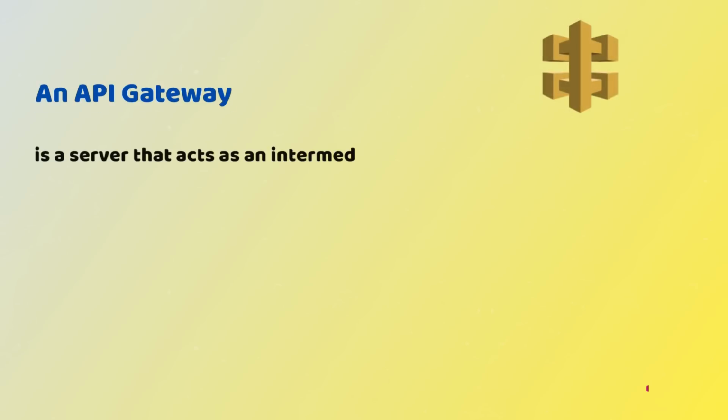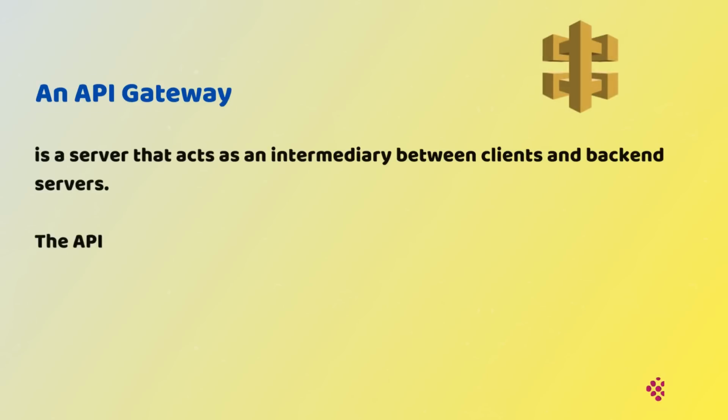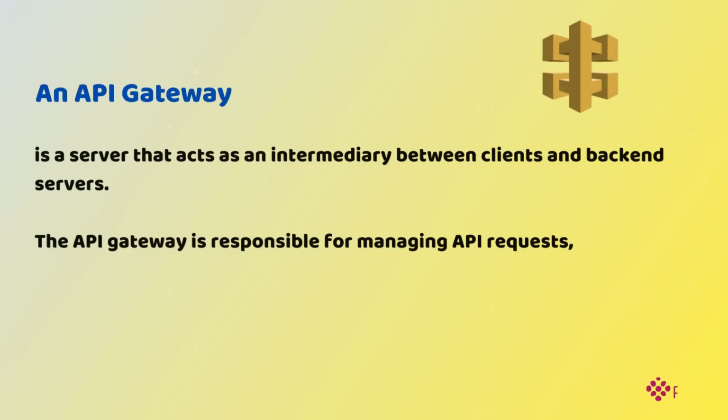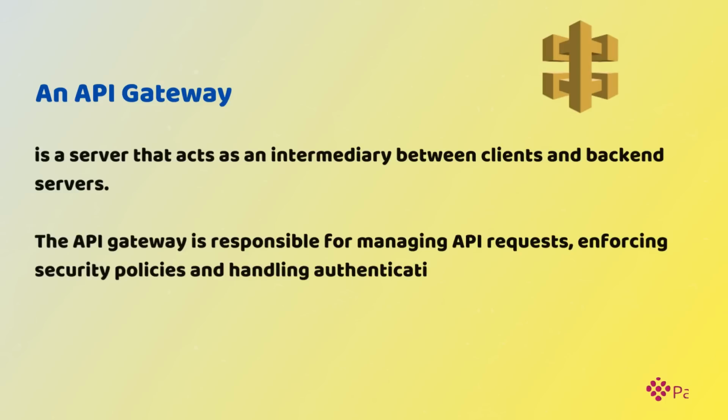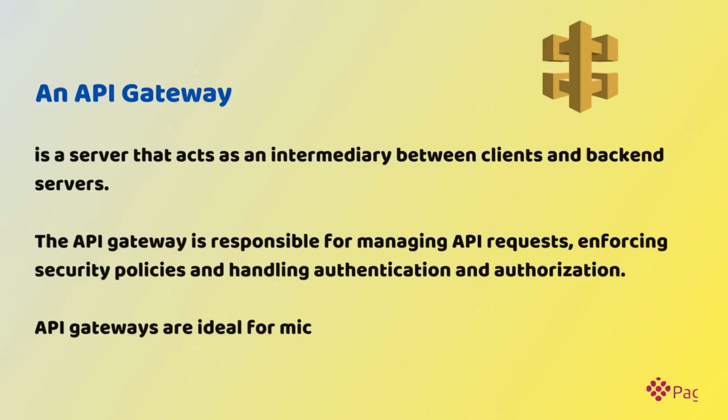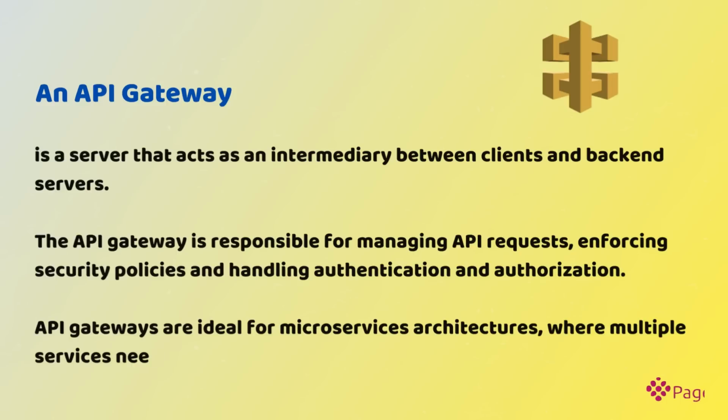An API gateway is a server that acts as an intermediary between clients and back-end servers. The API gateway is responsible for managing API requests, enforcing security policies, and handling authentication and authorization. API gateways are ideal for microservices architectures, where multiple services need to be accessed through a single API.